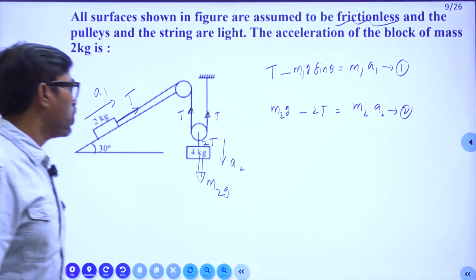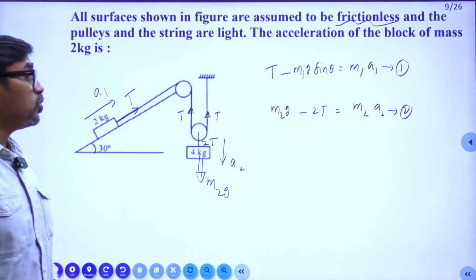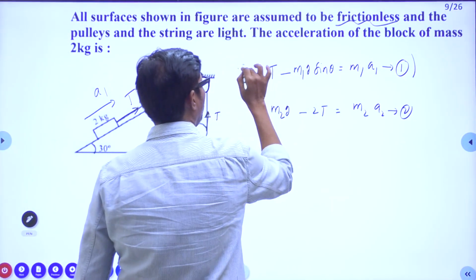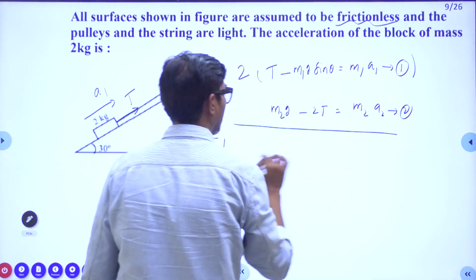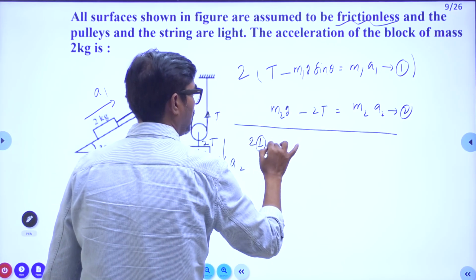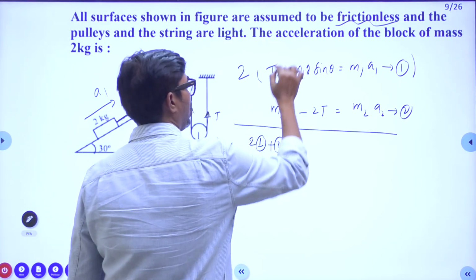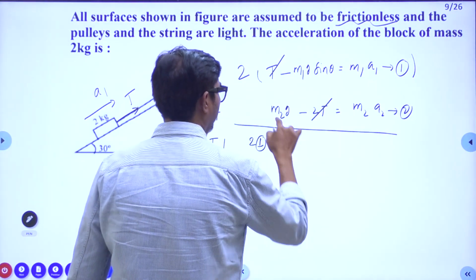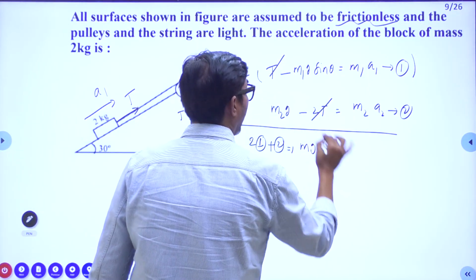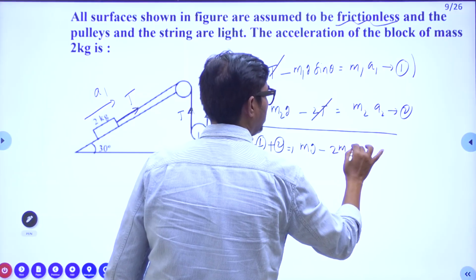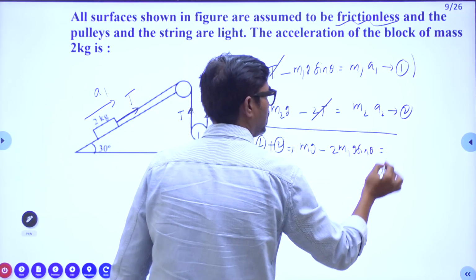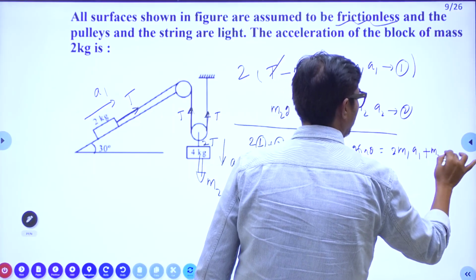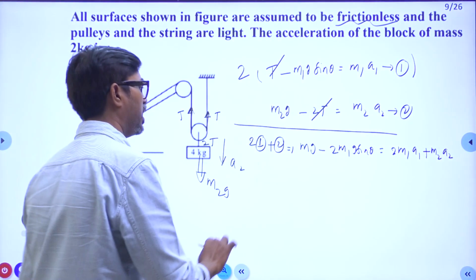I have it. I want to find only the acceleration there; I don't want the tension. So what do I do? I multiply equation 1 with 2 and then add them. So twice equation 1 plus equation 2, then what happens? The 2T and minus 2T get cancelled out. Then finally what do I have? m2g minus 2 times m1g sine theta is equal to 2m1a1 plus m2a2. So that's what I have here.